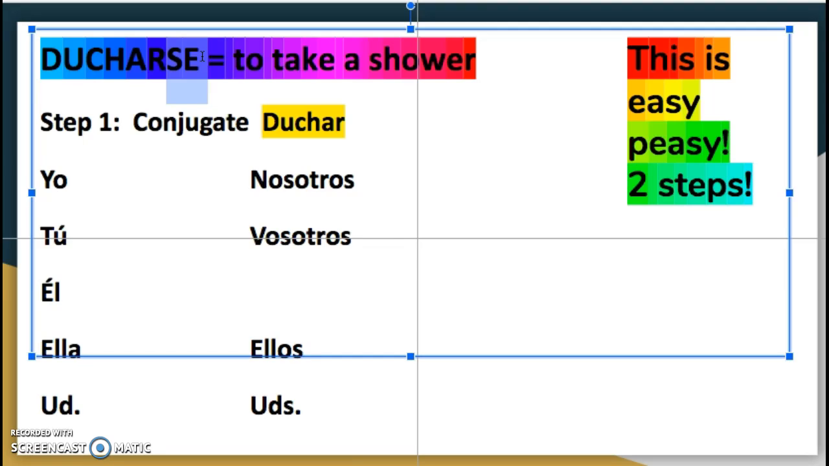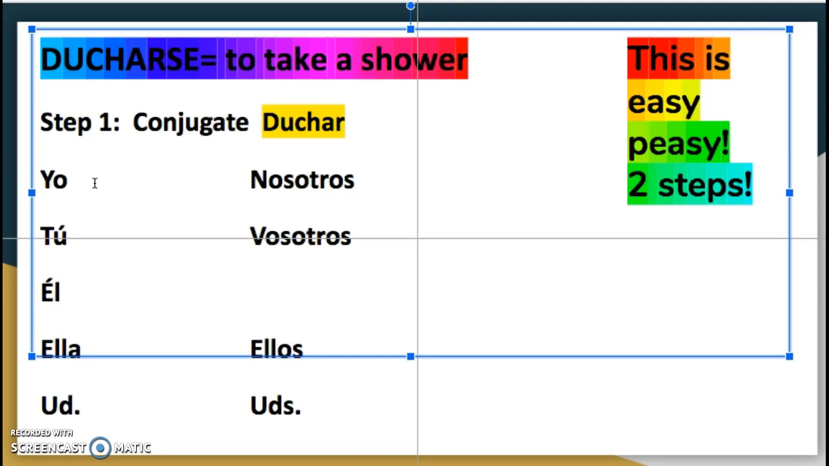Remember the song that we listened to, Reflex Your Verby? It said, take the se off and put it in your pocket. Well, if we take the se off, we're just left with a regular verb. So that's not that bad. So what we're going to do is we're just going to conjugate ducharse.